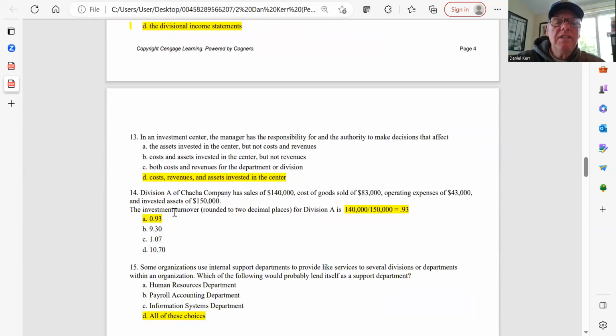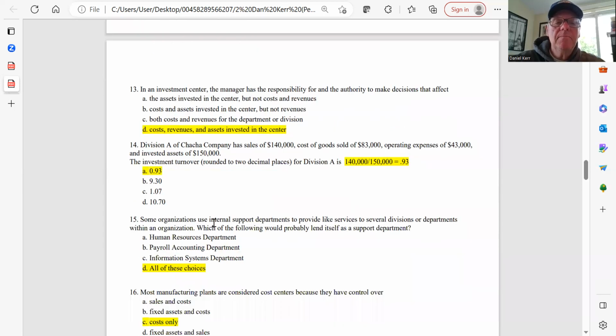Okay, what is the investment turnover? The investment turnover would be the sales divided by the amount invested. So 140,000 divided by 150,000 gives us 0.93. So the answer is A.